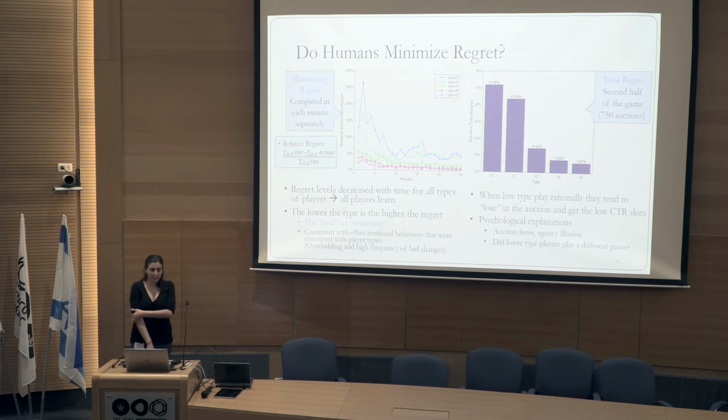And maybe it makes sense to see differences between types, because notice that when the low type players play rationally, they tend to get the low positions, and then they are maybe losing according to other considerations that they may have, besides maximizing profits. And when they are trying to win the higher positions, they are losing money and have higher regret. So maybe if we want to understand how players behave in these auctions, we need to use psychological explanations, maybe in terms of auction fever or some sort of agency illusion. Maybe players have different utility considerations than we would expect them to have.